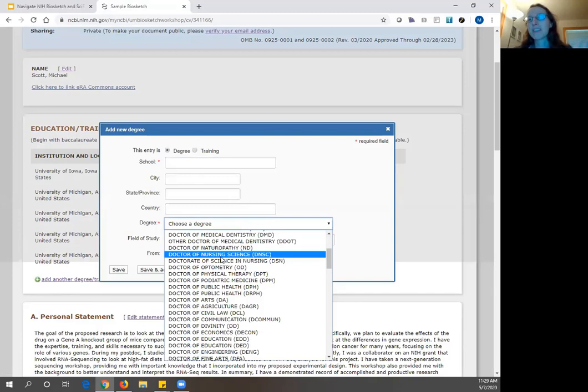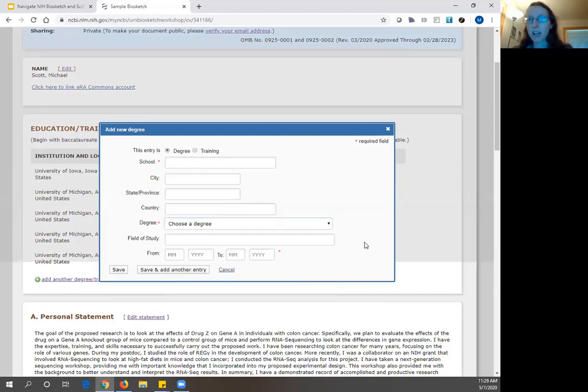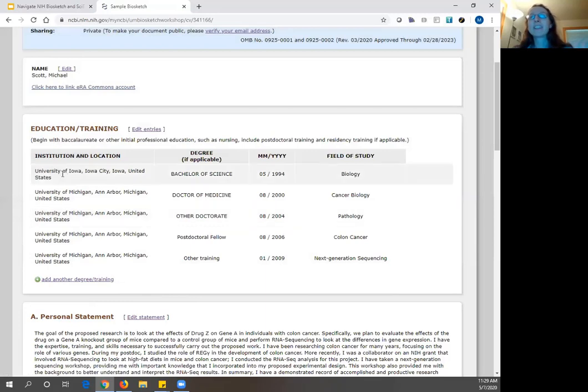So if your specific degree was not listed here, that's fine, you can still work with that. You would put in the years or the dates, any other information you want to include, and then you would click save. Or if you did save and add another entry, you would save that and then bring up another empty form. So for each of these items here, basically filling out that form creates one line item. And so that's how you would go about adding or entering information for education and training.